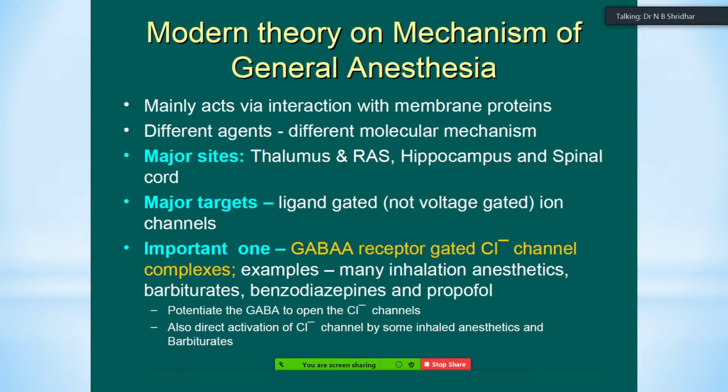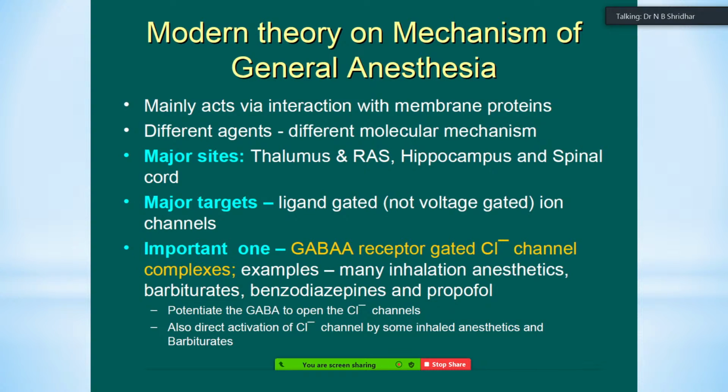And the modern theory on mechanism of general anesthesia. The general anesthetics mainly act by interaction with membrane proteins, so they may be receptors. For the different agents, different molecular mechanisms are there, and a few of the agents will act using a common mechanism. Major sites of anesthesia are the thalamus and RAS, the reticular activating system, and the hippocampus and spinal cord. These are all the major sites of the anesthetic effect, and the major targets are usually ligand gated ion channels.